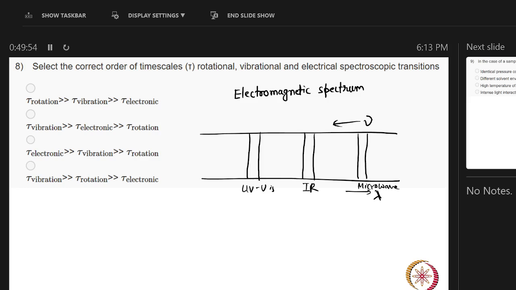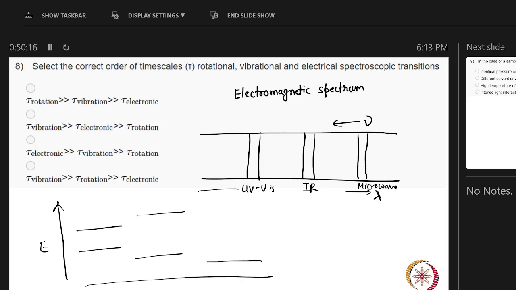So there are three spectroscopic transitions. One is rotational, one is vibrational, one is electronic. Okay. So if you draw the energy levels, for rotational we have a smaller gap, for vibrational we have higher, and for electronic we have further higher. So this gap, delta E, is increasing, correct?